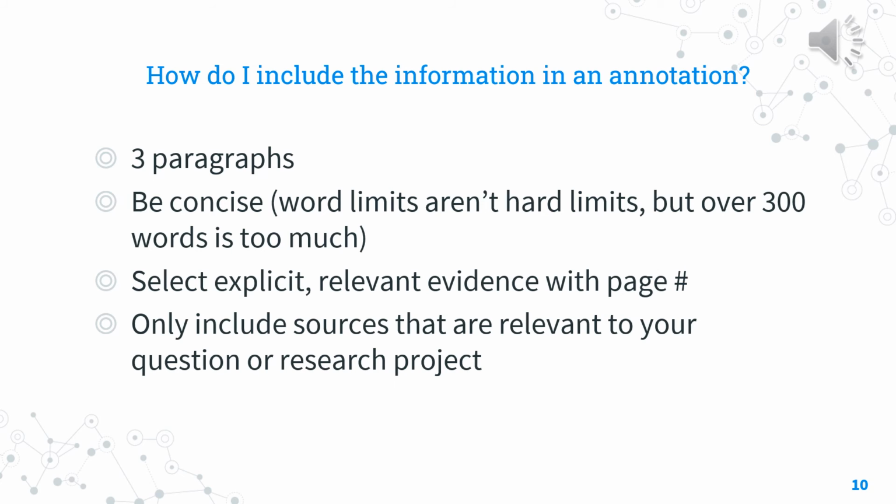Let's briefly summarize. How do you include the information in an annotation? This should be 3 separate paragraphs, not all jumbled together in one place. Be concise. Although those word limits aren't hard limits, if your annotation is over 300 words, you've probably done too much and you have way too much fluff. Select explicit, relevant evidence from your sources and include page numbers. That makes it easy for you to cite this information later. And only include sources that are relevant to your question or to your research project.